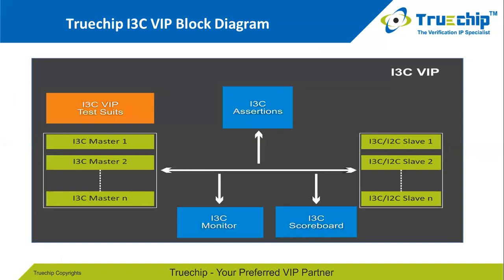Now, this is a TrueChip I3C VIP block diagram. Here, as you can see in the figure, the multiple masters include main master and secondary master, and the slaves, including both I3C and I2C, are connected by the interface. I3C monitor, I3C scoreboard, and the I3C assertions are also connected by the interface. Multiple test suites are also present to test all the scenarios.